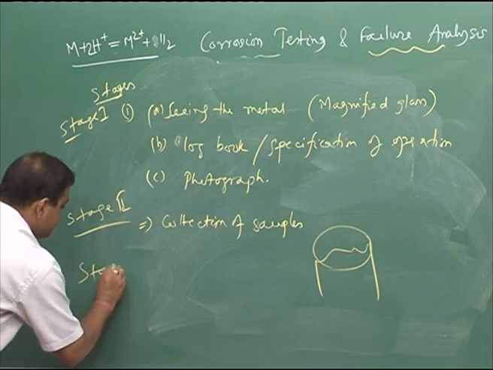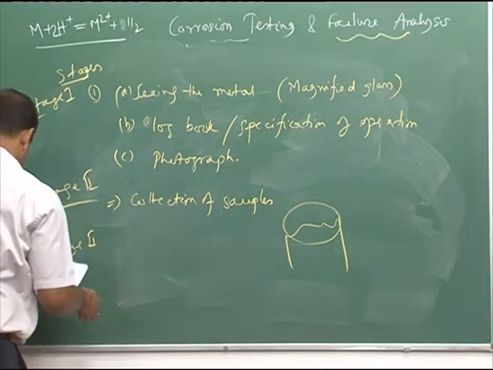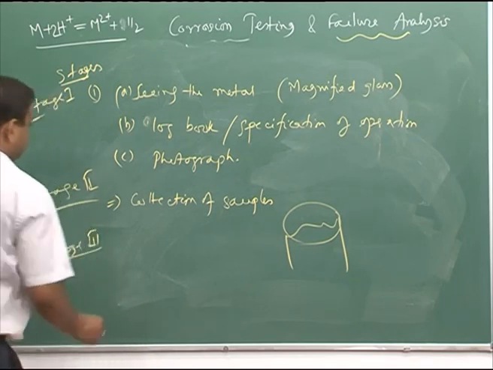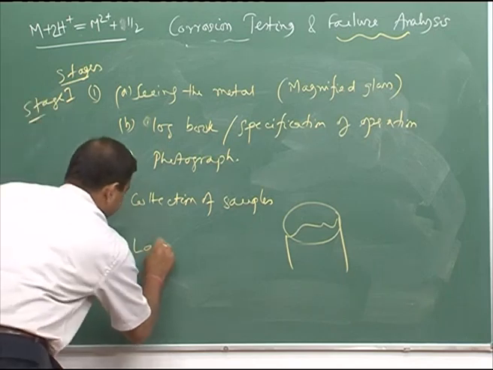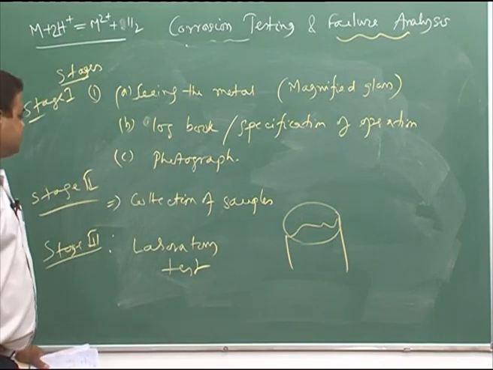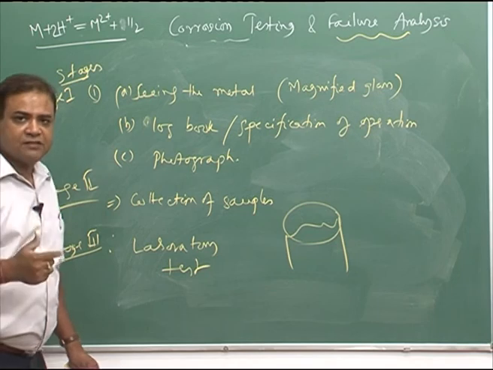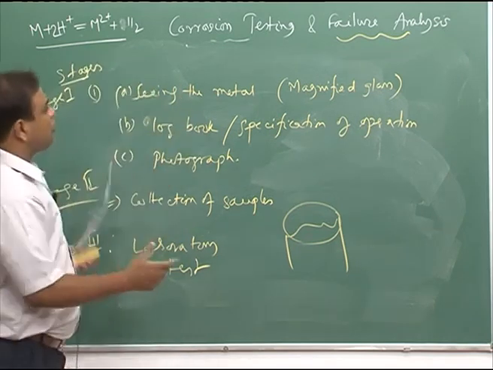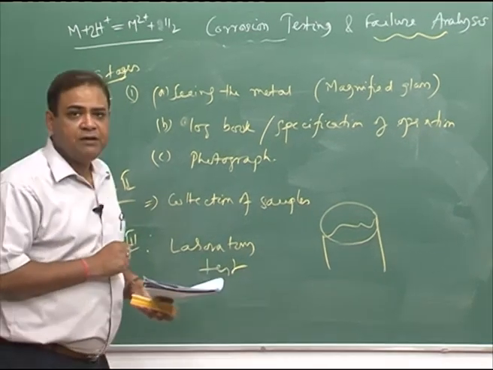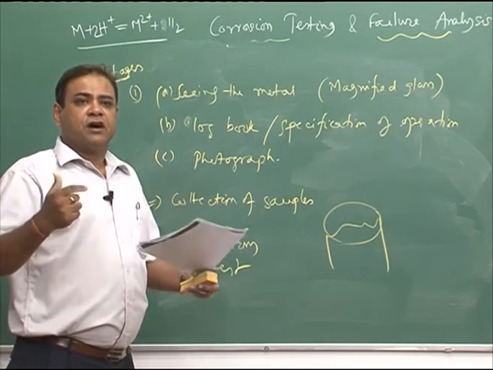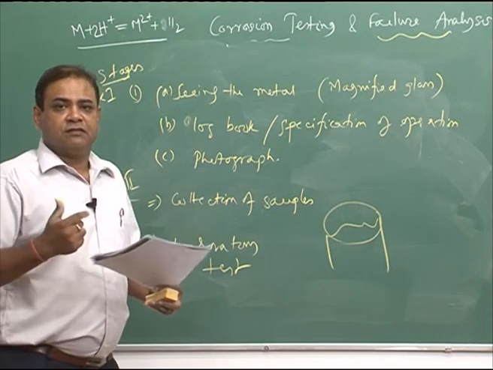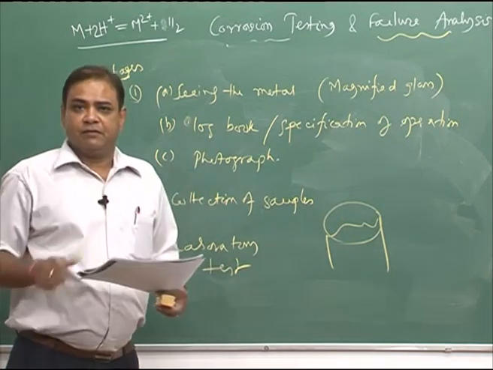Stage 3 is basically more laboratory tests of those samples: microstructural analysis, rust analysis, and so on. After collecting all the information, we can form a judgment on why the failure has happened, and finally, we can find out the reasons, and then what could be the protective mechanism further, so that we can prevent this failure.